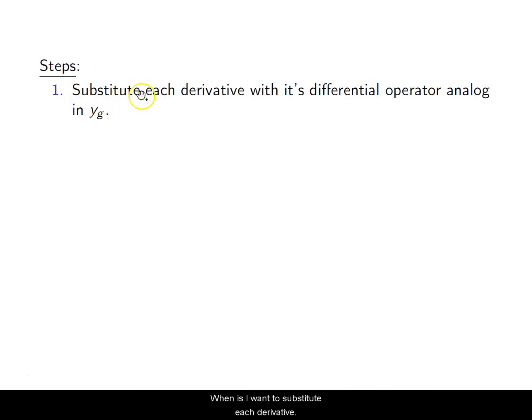One, I want to substitute each derivative with its differential operator analog in y. Okay, so what do I mean by that? Just like we form the auxiliary equations with m squared plus m plus what have you, we're going to do the exact same thing but with the differential operators. Basically, we're looking at the differential operator equation that will annihilate that general solution.